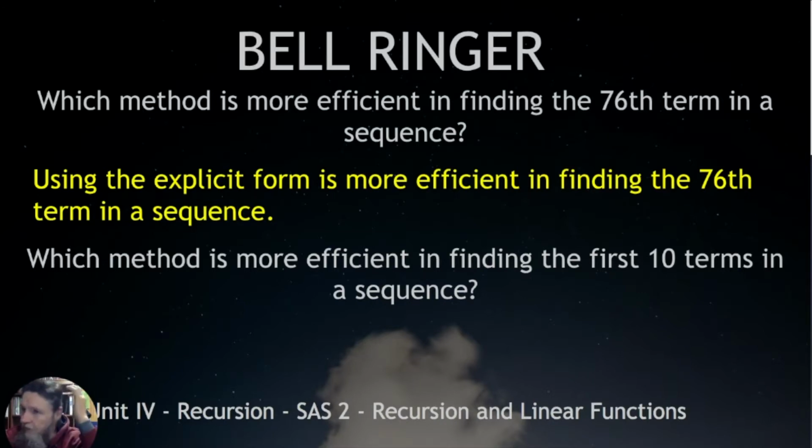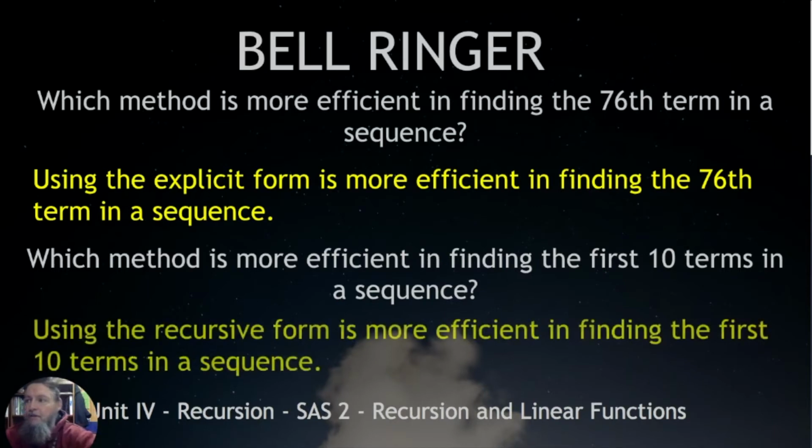Which method is more efficient in finding the first 10 terms? Well, the recursive form is a method you would use to find a term based on the last term. If you're given the initial term, you can use the common difference or common ratio to find the next term, and you can do that 10 times and you have the first 10 terms. So the recursive form is more efficient in finding the first 10 terms in a sequence. All right, let's move on.